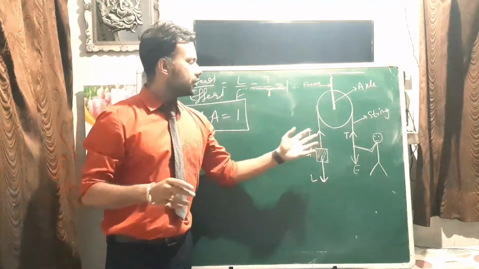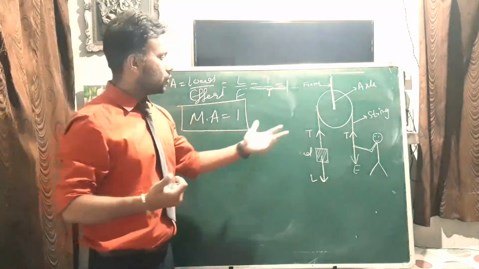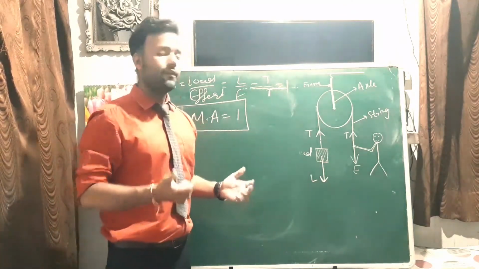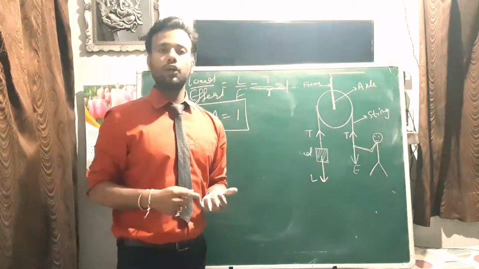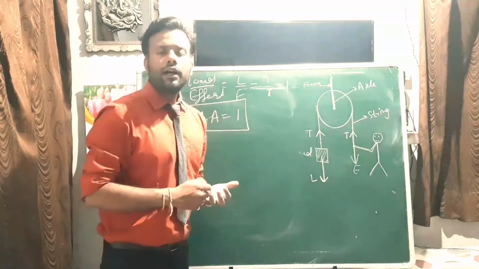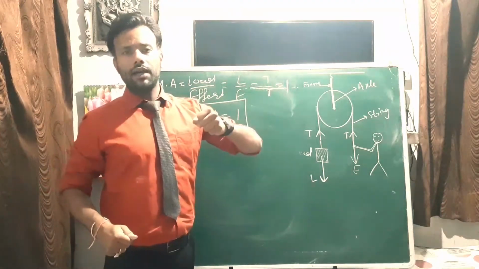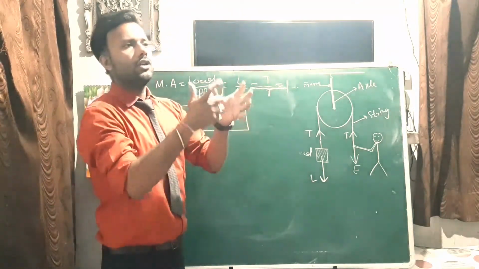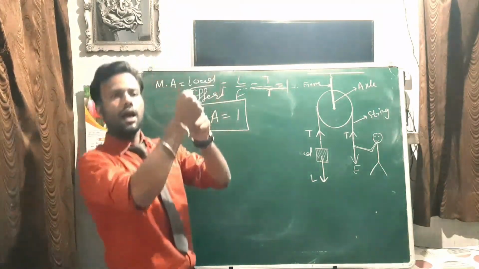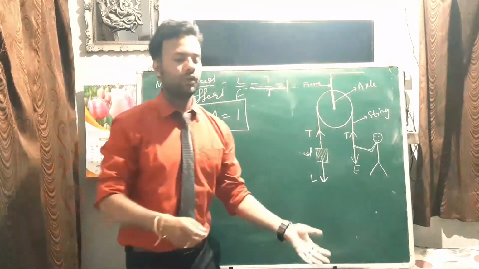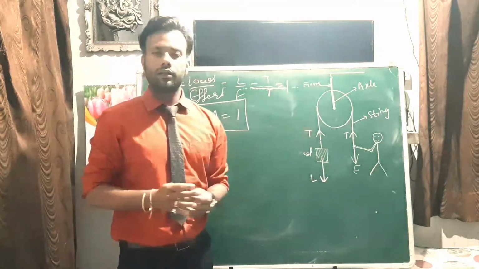So by just changing the direction, because as I said, we can use our own weight to lift the load, right? Suppose my weight is 70 kg and I have to pull a load of 70 kg. I really don't have to apply the effort. What if I just hold the rope and hang on it? What will happen? The load automatically comes up. So this is the advantage of using this pulley.